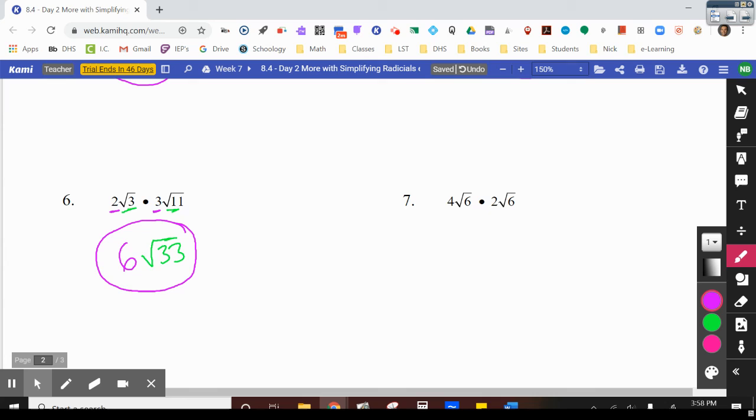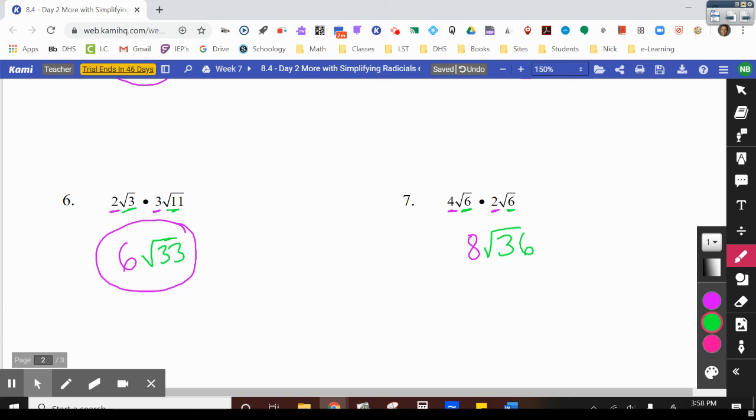All right, and my last one here, number 7, I have 4 rad 6 times 2 rad 6. Again, I'm going to take these outside numbers, numbers outside the radical, and multiply those together. So 4 times 2 gives me 8. And I'm going to take this rad 6 and multiply it with another rad 6. And 6 times 6 is 36.